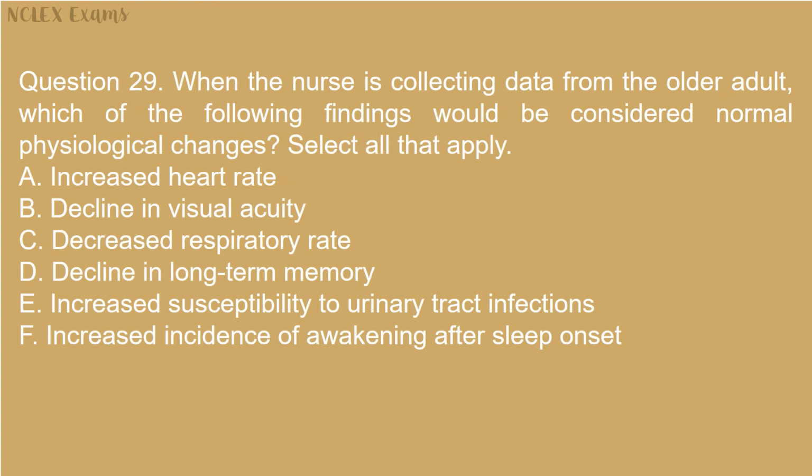Question 29. When the nurse is collecting data from the older adult, which of the following findings would be considered normal physiological changes? Select all that apply. A. Increased heart rate. B. Decline in visual acuity. C. Decreased respiratory rate. D. Decline in long-term memory. E. Increased susceptibility to urinary tract infections. F. Increased incidence of awakening after sleep onset.